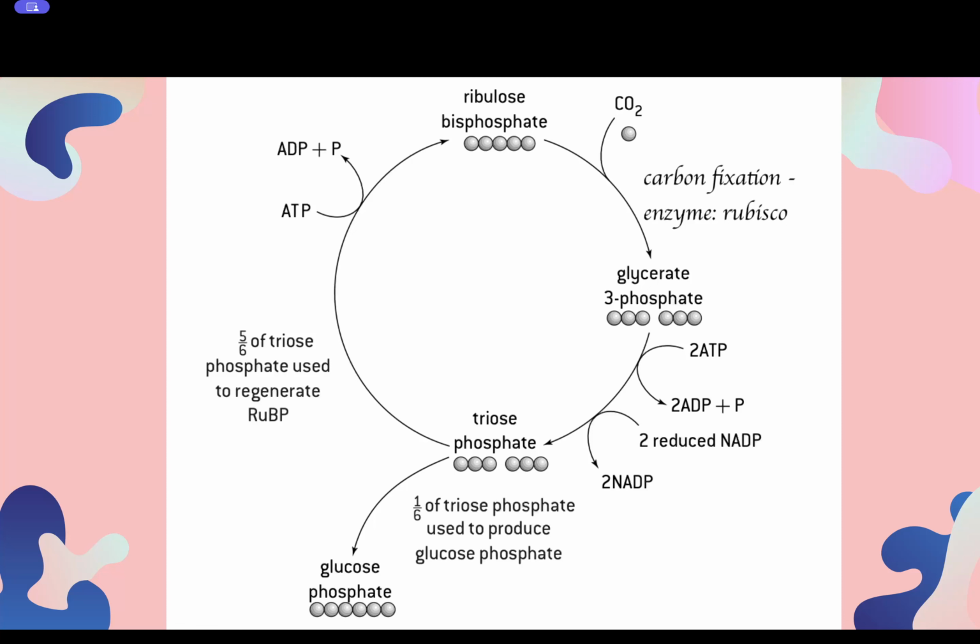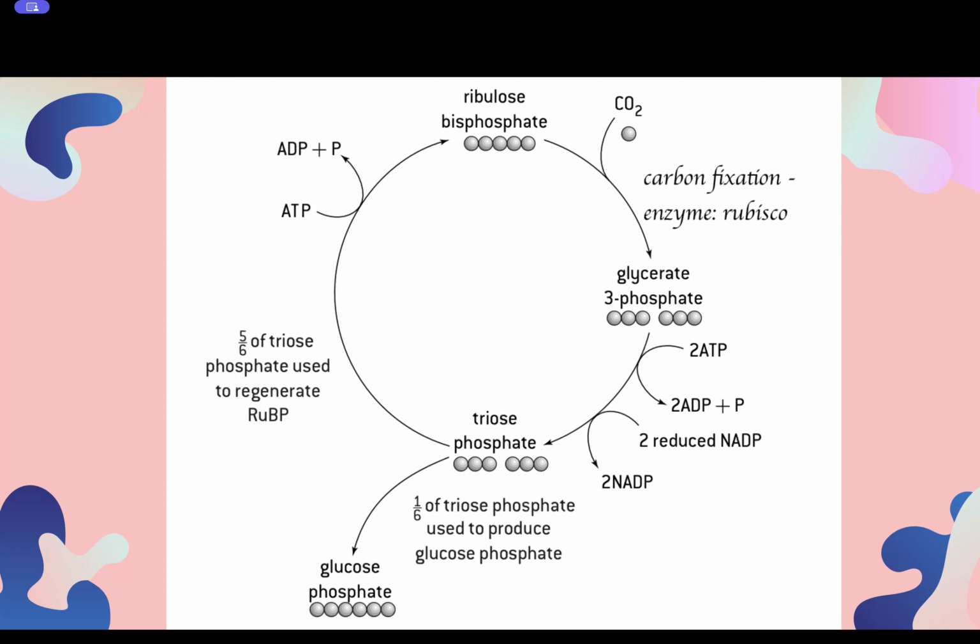the process of breaking down ATP into ADP and P, and receiving the hydrogens from NADPH to reduce NADP, and through accepting the electrons from ATP and accepting the hydrogens from the NADPH, it then creates triose phosphate.